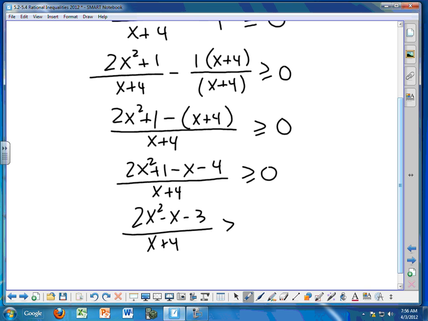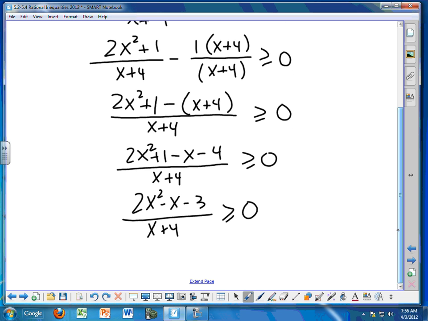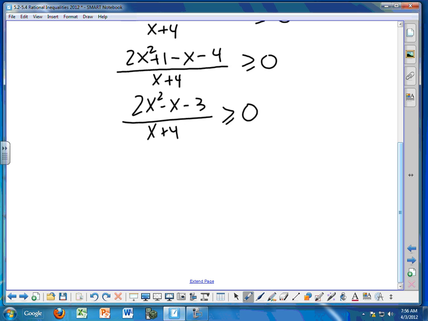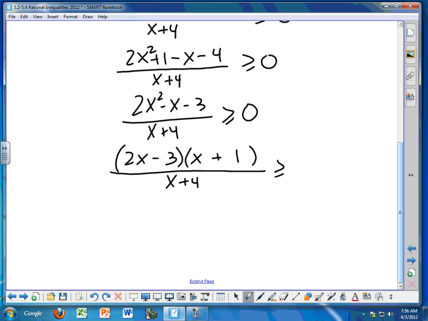And I believe this is going to factor in the numerator, which would be wonderful if it did. This would end up being 2x and then x. And then I think the 3 will go here, and then a 1 over here. I think it's plus minus x plus 4 greater than or equal to 0. So now we'll use the technique that we've seen before. Everything is set up to go.